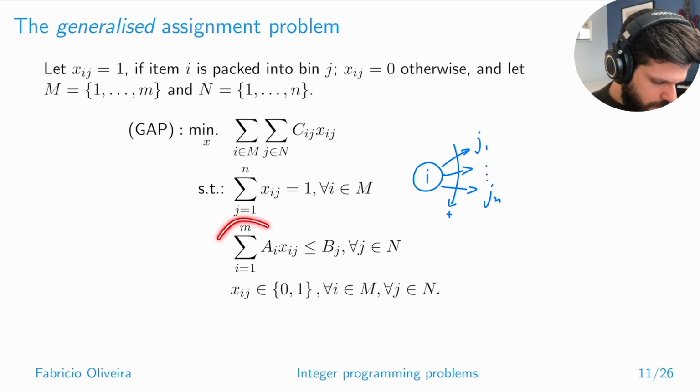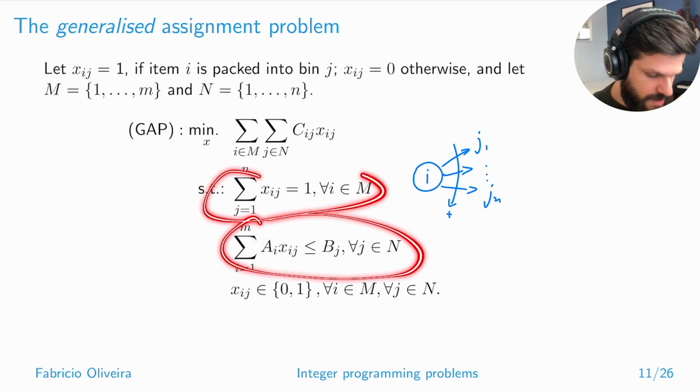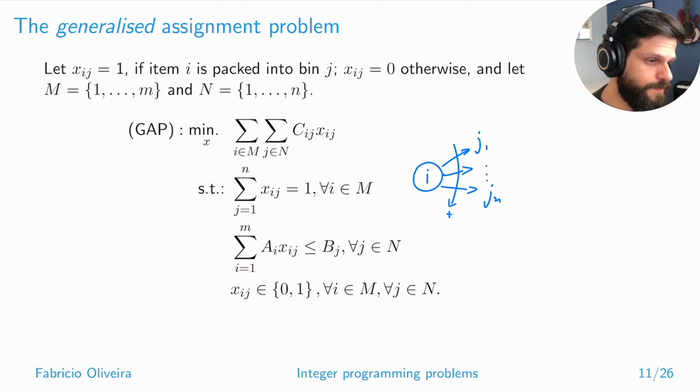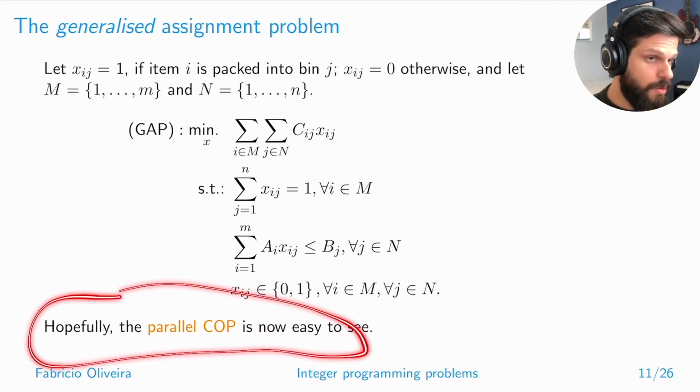And this one here is the knapsack constraint that we just saw. For each of the bins with its respective capacity B, I am looking at all the items that have been assigned to it, and making sure that the accumulated weight is less than or equal to B. So this is a knapsack plus an assignment problem, you see. And likewise, x_ij is binary.